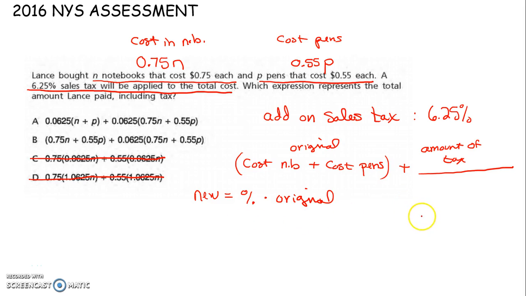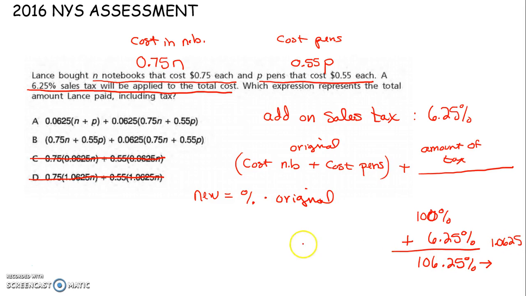All right, so we know originally you paid 100%, and then you're going to tack on 6.25%. So we're going to pay 106.25%. I'm going to rewrite that as a decimal. If I divide by 100, 106.25 would be 1.0625. Okay, I like that. And then my original, what was my original cost? Oh, I wrote it up here. The original is actually your cost of your notebooks plus your cost of your pens.